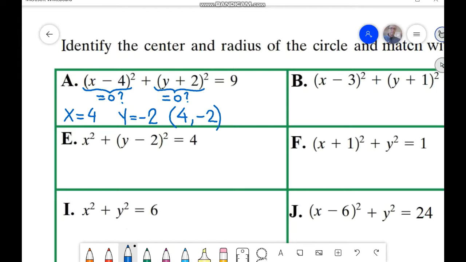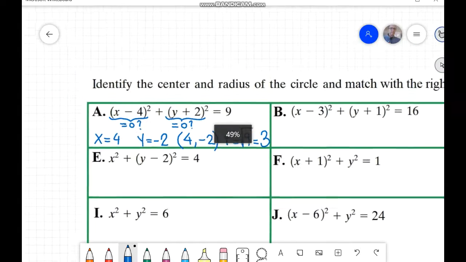What about the radius? The radius equals the square root of this number here. So the square root of 9, and the square root of 9 is 3. 3 is the right answer for the radius.